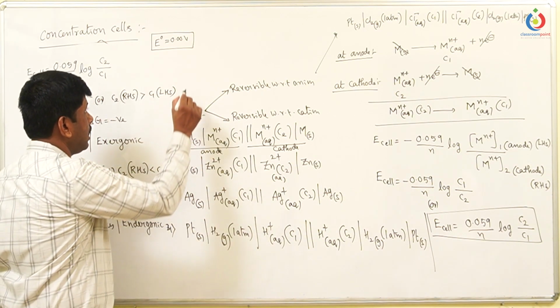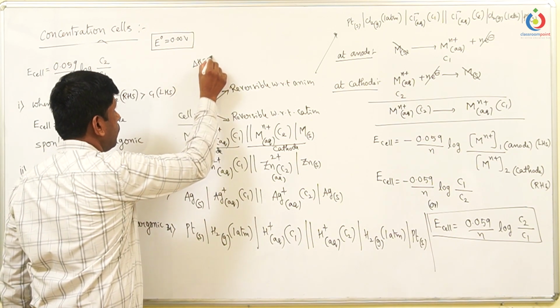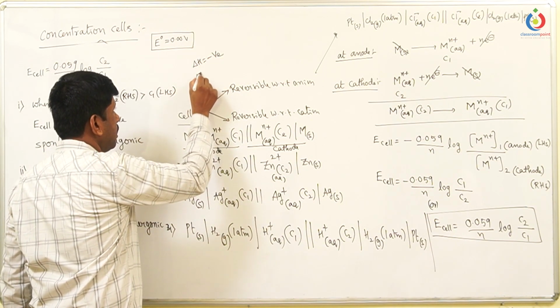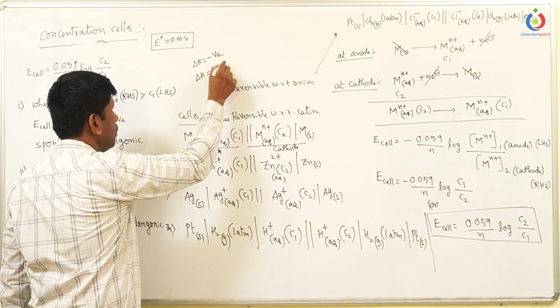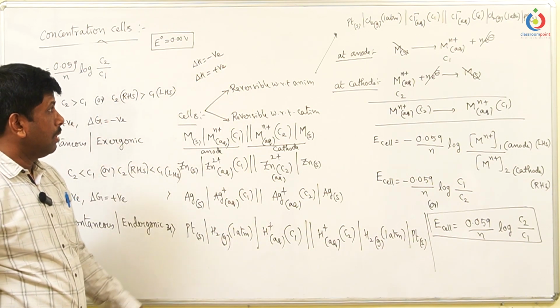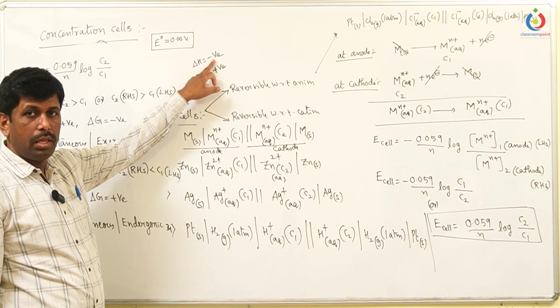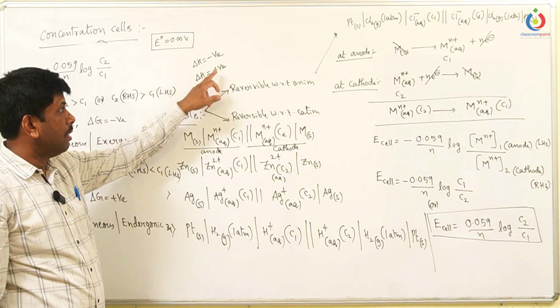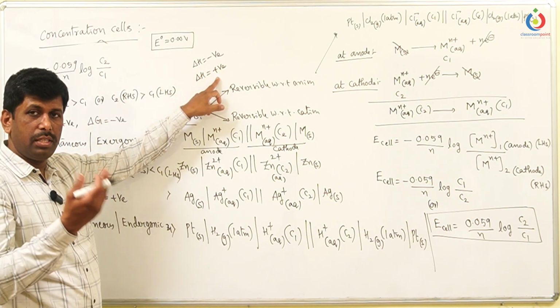So what is the meaning of exergonic and endergonic? We know that when delta H is negative, it is known as exothermic. Delta H positive means endothermic. Exothermic means heat energy is released. Endothermic means heat energy is absorbed.